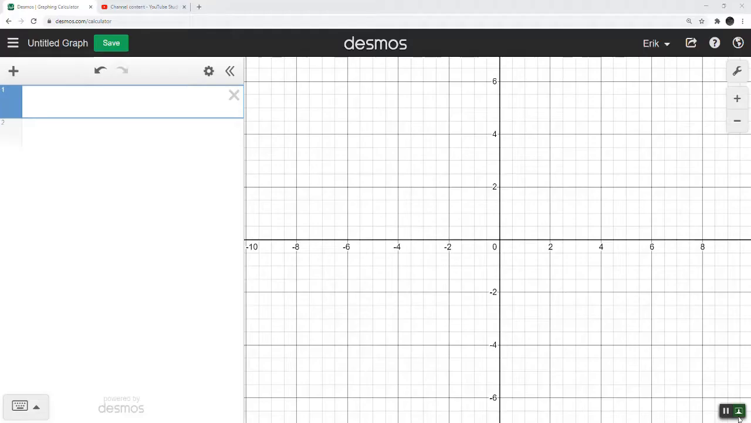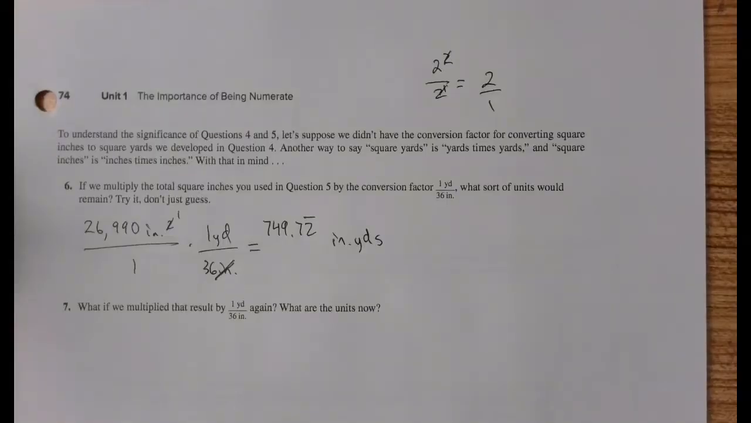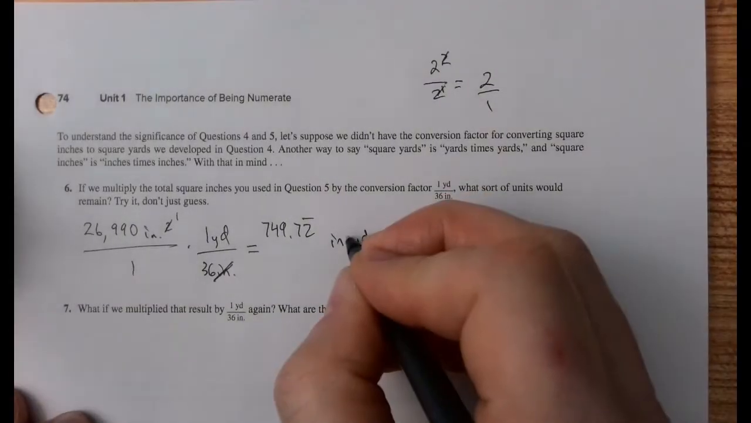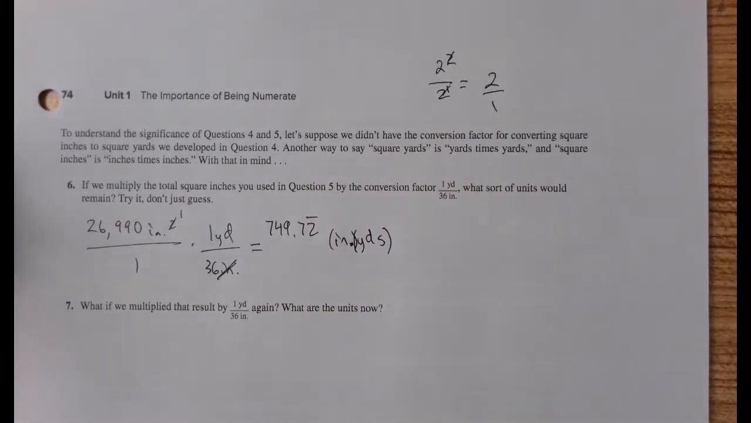Now, we do need 26,990 divided by 36, and we get 749.7222 repeating. So we'll just write it like this. Then he says, okay, well, notice that we have inches times yards. That's what this unit is when we do that multiplication, and it's kind of meaningless.